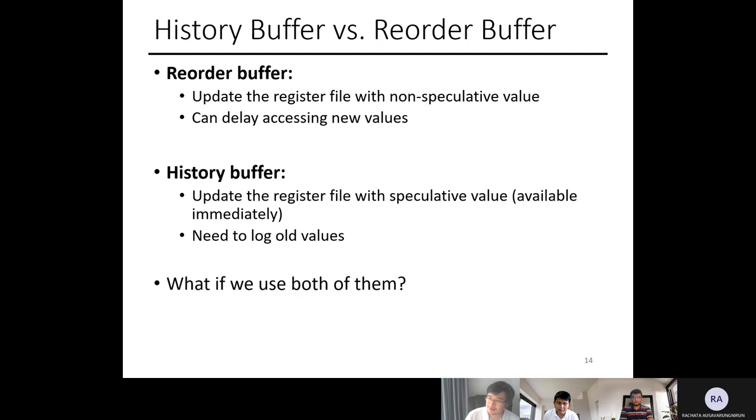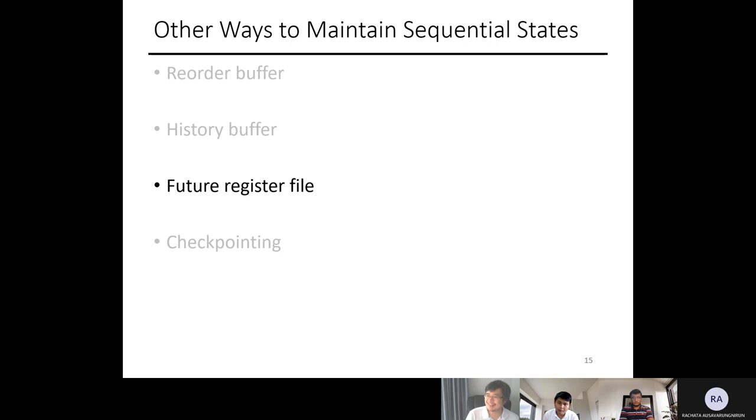The key here is we should use both of them. If we have more transistors, let's use both of them. Why don't we have one copy of a register file, the actual one that the programmer sees, and a future one? We call this the future file. So with the future file, I'm going to maintain two copies of the register file. One is the future one, which gets updated speculatively. And the other works kind of like a history buffer: it's the old register file that the programmer sees, which gets updated only at the write back.